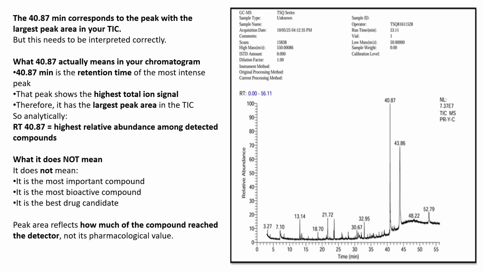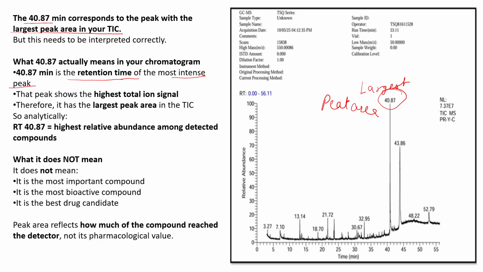In our TIC, 40.87 minutes corresponds to the peak with the largest peak area. This is 40.87, in minutes, and it corresponds to the largest peak area. It means that 40.87 minutes is the retention time of the most intense peak.